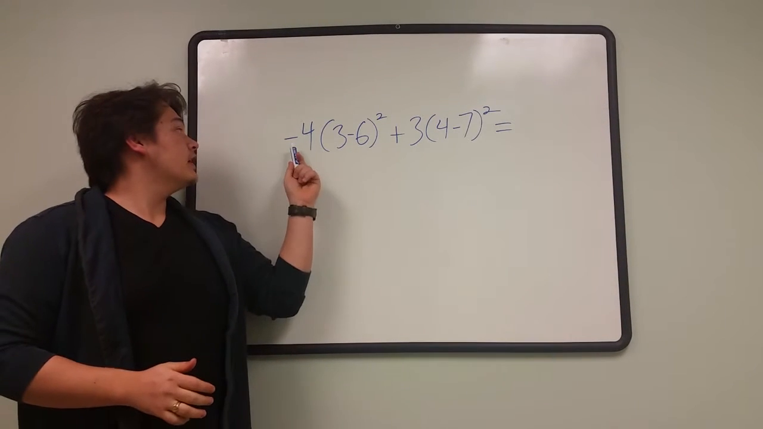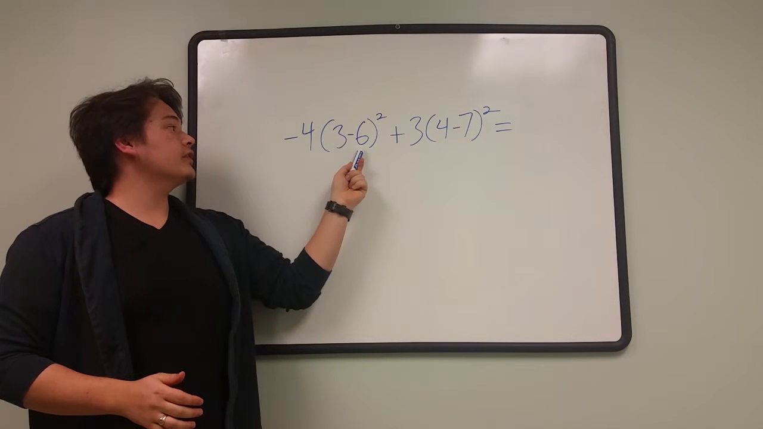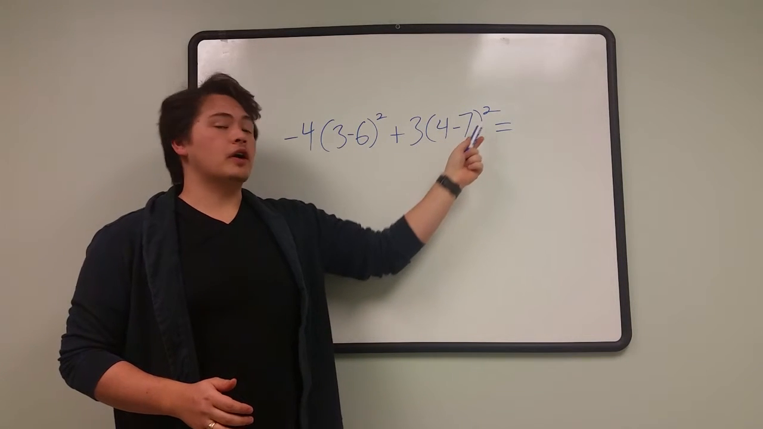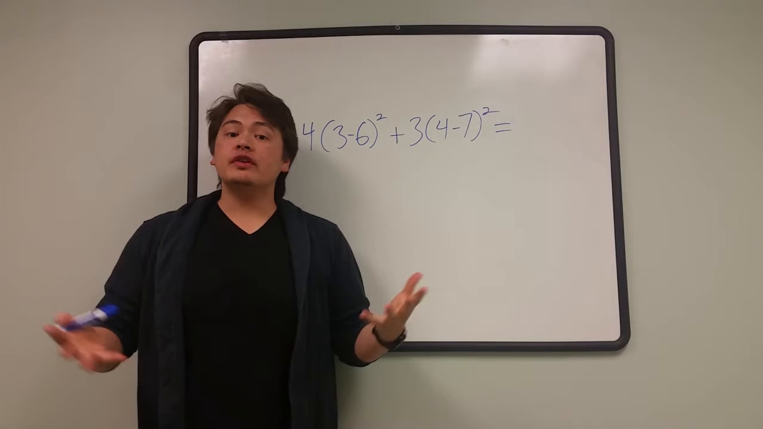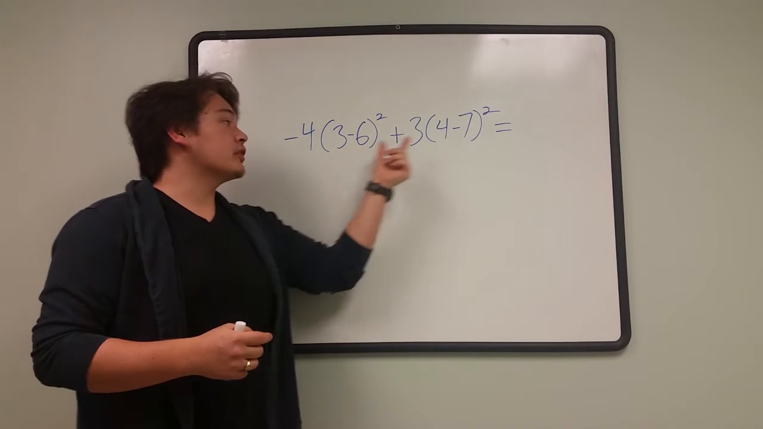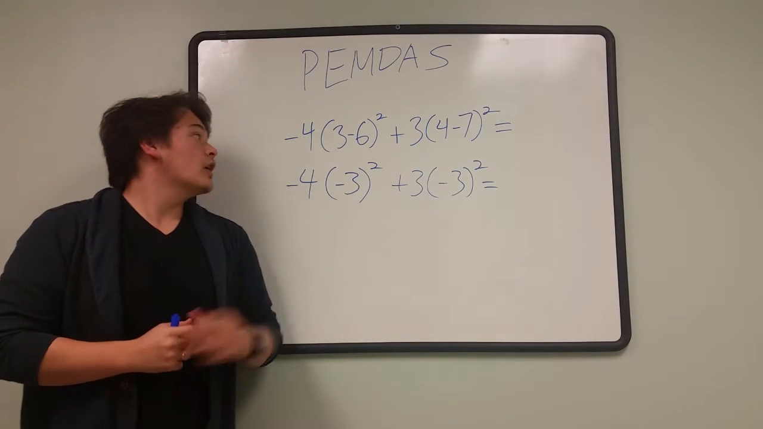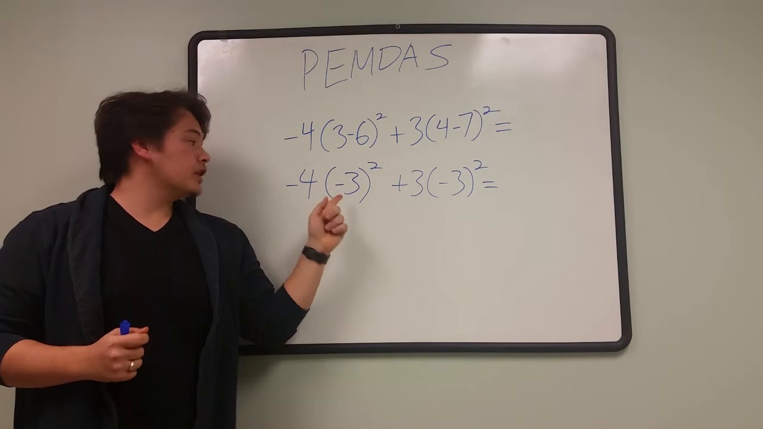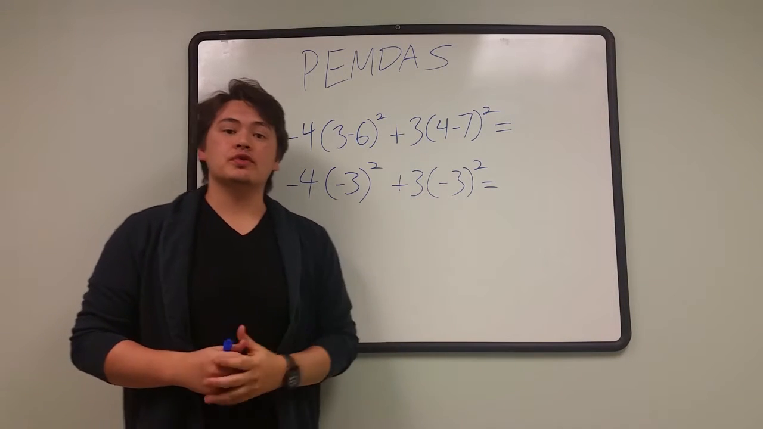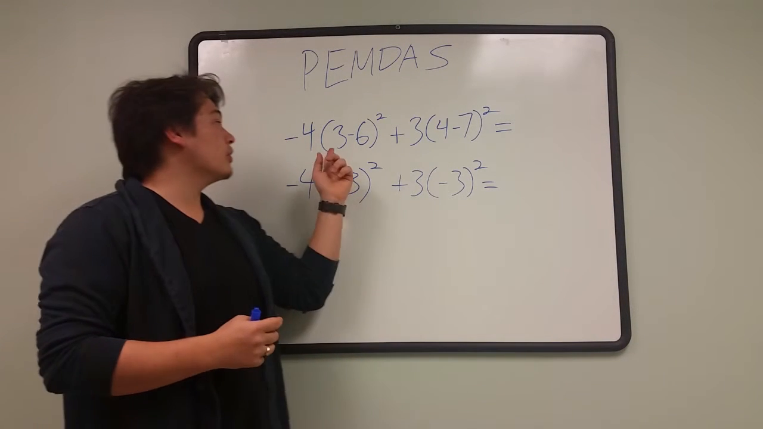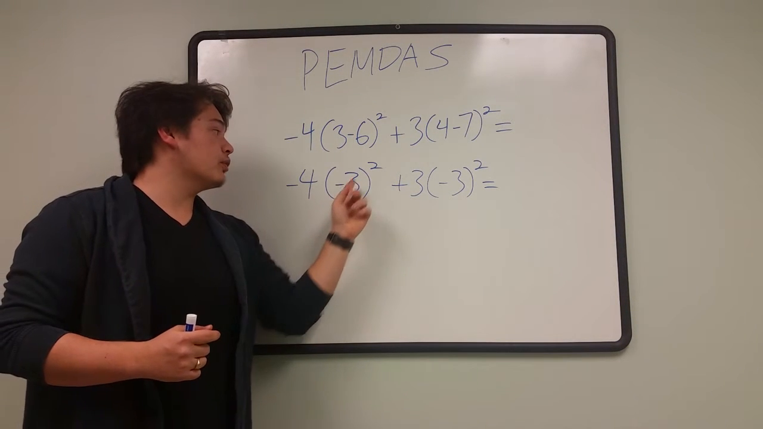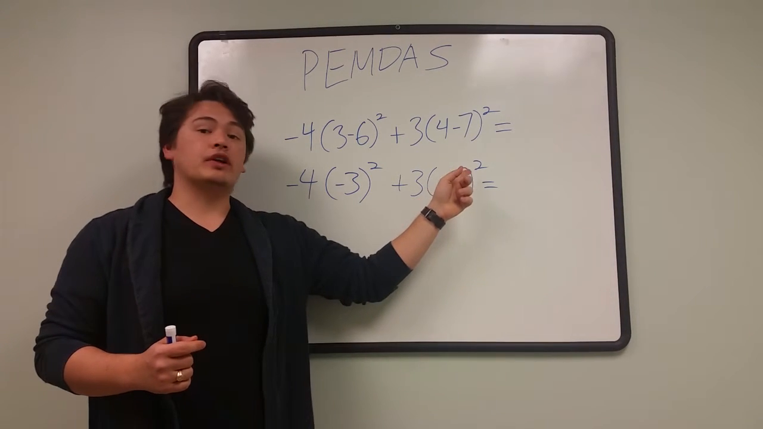This question states negative 4 times 3 minus 6 squared plus 3 times 4 minus 7 squared is equal to what? So using the order of operations, PEMDAS, we know that we're going to start with these numbers in the parentheses first. So 3 minus 6 is going to equal negative 3, and 4 minus 7 is also going to equal negative 3. And we've done the numbers in the parentheses, so next we're going to do exponents. So we have negative 3 squared, and we also have a negative 3 squared.